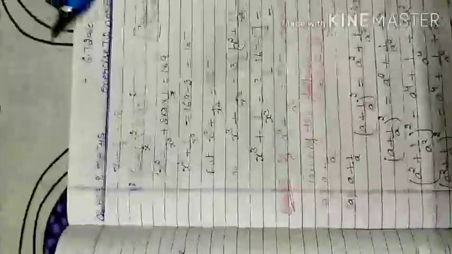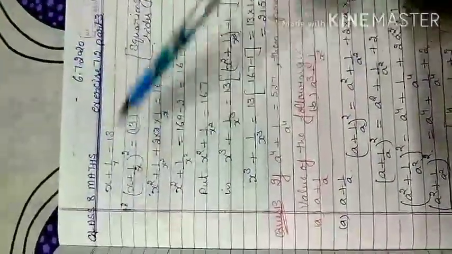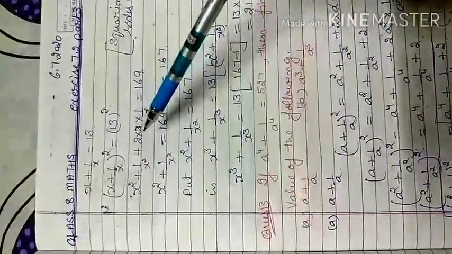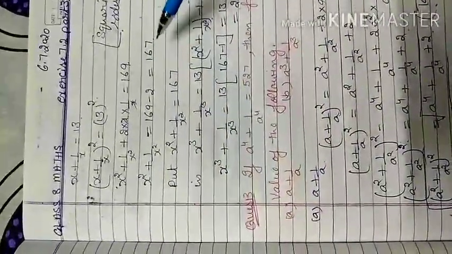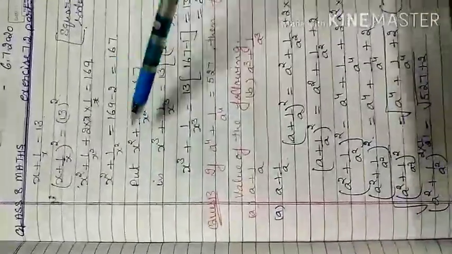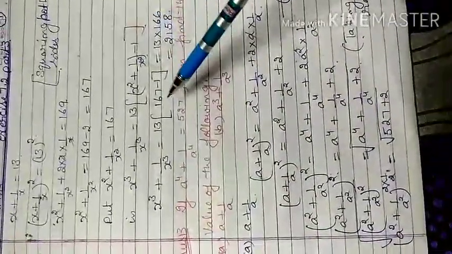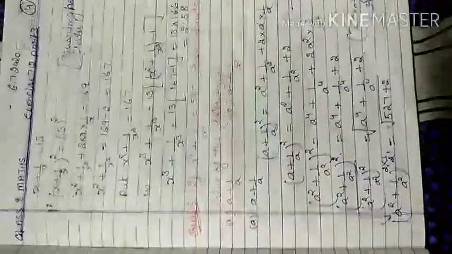To find this value, I take again the equation given to me, x plus 1 by x is equal to 13. While squaring both sides, I got x square plus 1 by x square plus 2, which is 169, so x square plus 1 by x square is 169 minus 2, which gives me 167. So this value I replace back into this equation in place of x square plus 1 by x square, 167 minus 1, so that gives me the same answer, 2158.